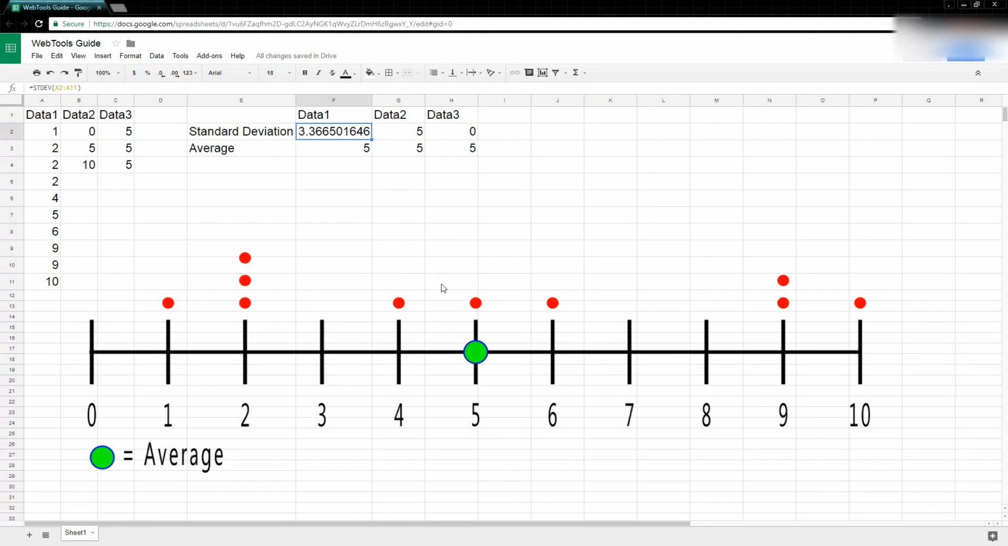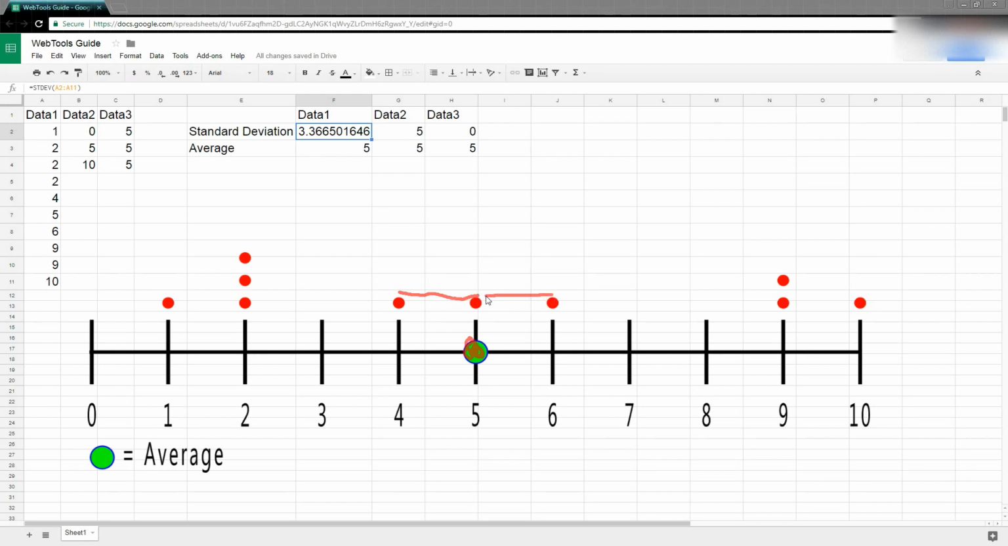So if we look at this number line, our average is right here. And our data points are marked in red. So I'm going to measure the distance from this data point to our average, and from this data point to our average. Each of those is 1. And this data point right here is 0 away from our average. It's right on our average.